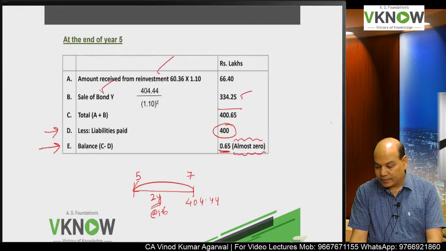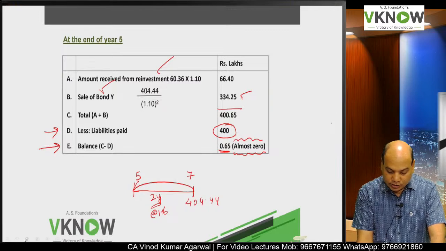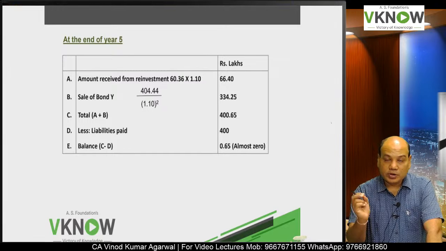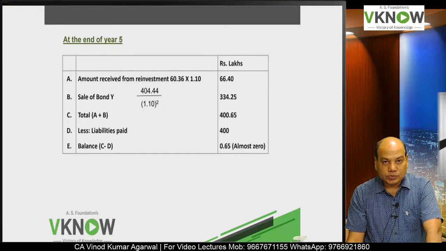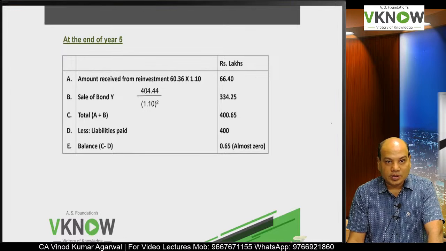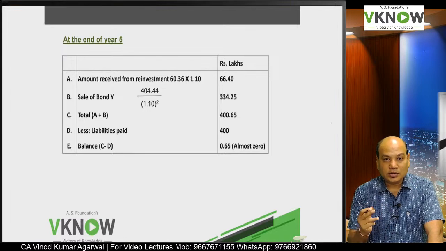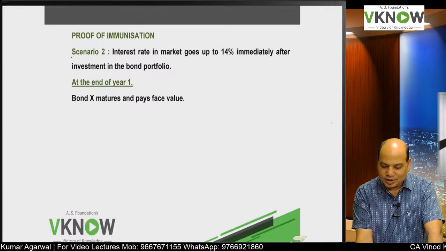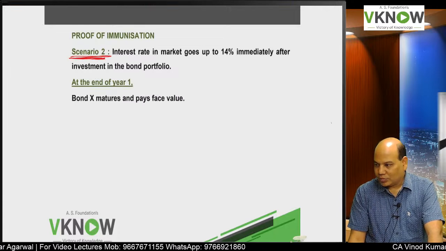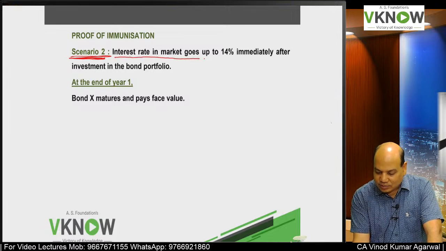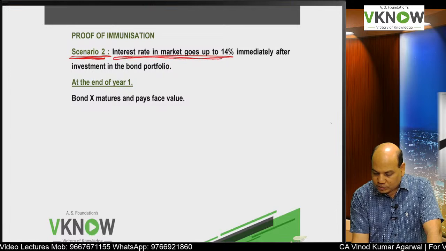Okay. Now this is the situation when interest rates have gone down in the market. The student will say, what happens if the interest rate goes up? Suppose interest rate in the market goes up from 12 to 14%. Will I still be immunized? Yes, let us see. So write down scenario 2. Scenario 2 is suppose interest rate in the market goes up to 14%.